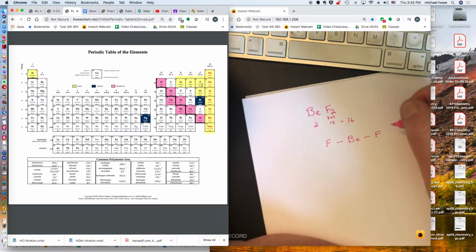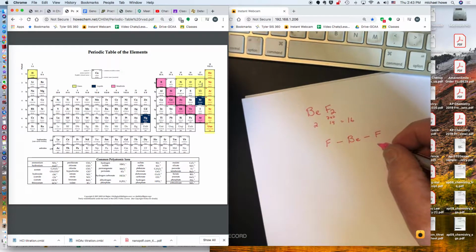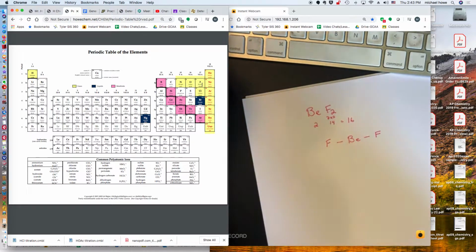The element that has more open spots goes in the middle, or the least electronegative goes in the middle, or the one that's closer to the middle of the periodic table goes in the middle. Closer to the middle of the periodic table is kind of hard to tell between beryllium and fluorine. But you know that fluorine is way more electronegative than beryllium, so you put the less electronegative in the middle. And you also know that beryllium has like 6 open spots and fluorine only has 1.